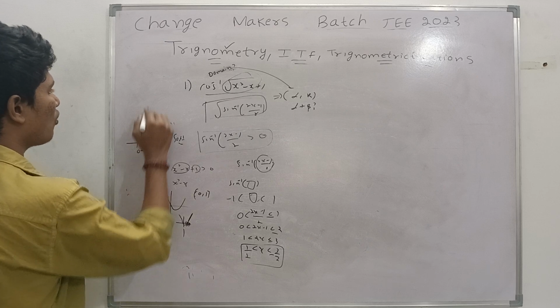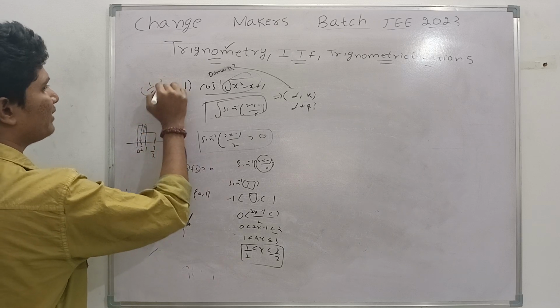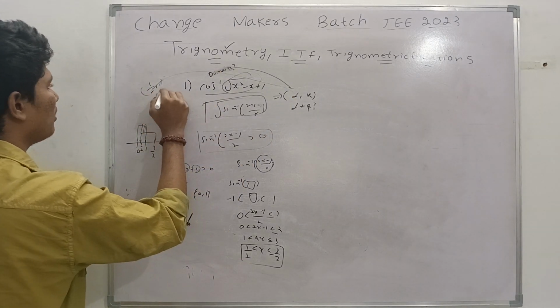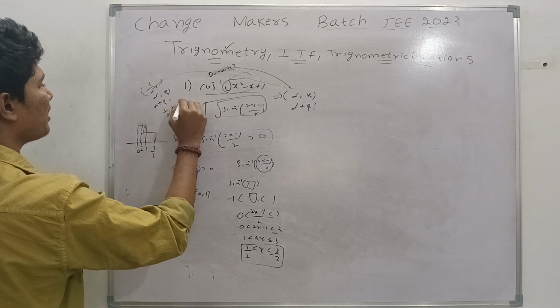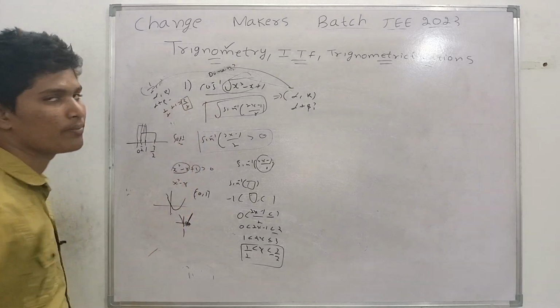What is the range you have got? 1 by 2 to 1. This is the domain, alpha beta. And what is alpha plus beta? 1 by 2 plus 1, that is 3 by 2. This is the answer for this question.